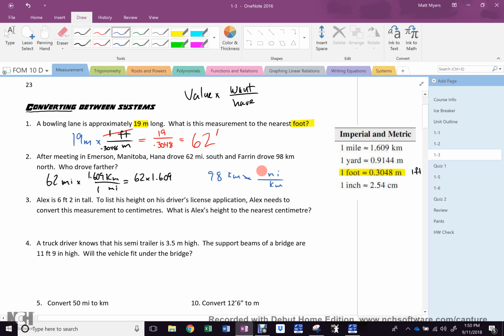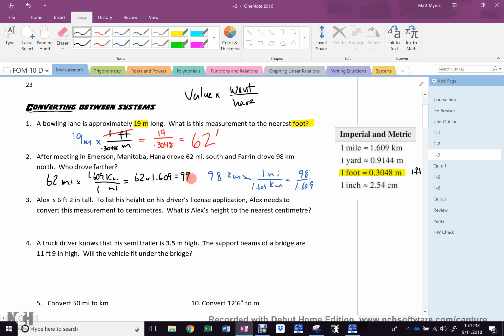Now in the other one, the 1 is still with the miles, the 1.609 is still with the K, but this is a division. Who drove further? You only got to do one of them. Hannah drove how many kilometers? Something like 99, isn't it?